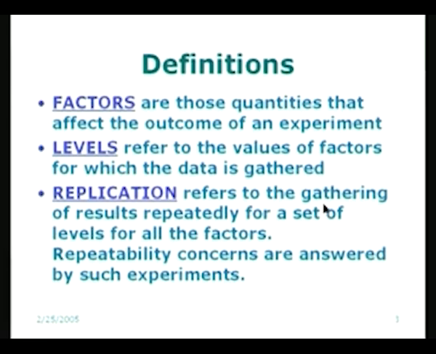For example, replication refers to gathering of results repeatedly for a fixed set of levels for all the factors. I talked about 2 factors here, the speed and the depth of cut. With a given speed and a given depth of cut, I will repeat the experiment again and again with different stock or different material, or with the same material I may have different specimens. I am going to vary the speed and vary the depth of cut, but in a particular experiment I am going to keep these 2 values at fixed levels, and at those fixed levels I am going to repeat the experiment again and again.